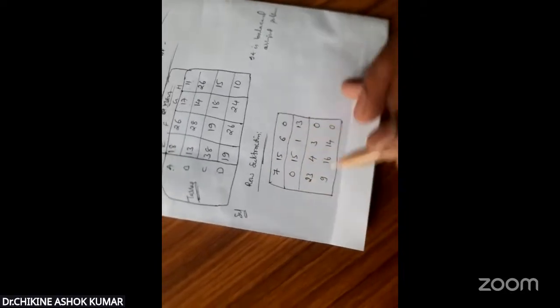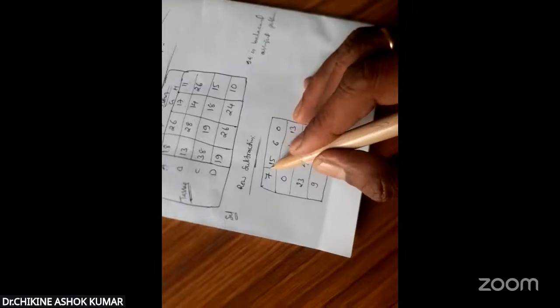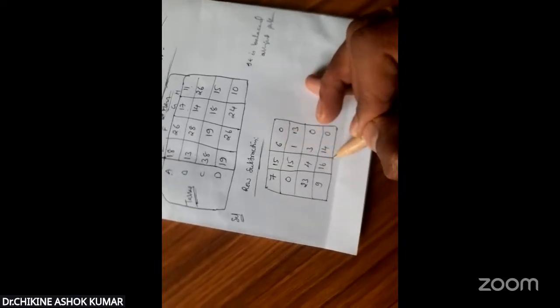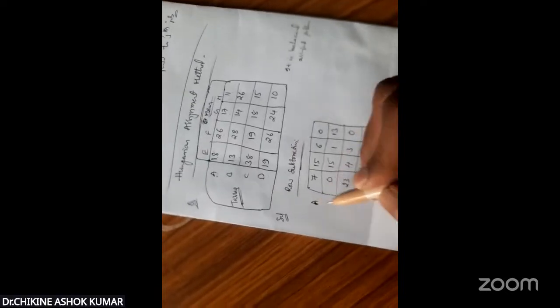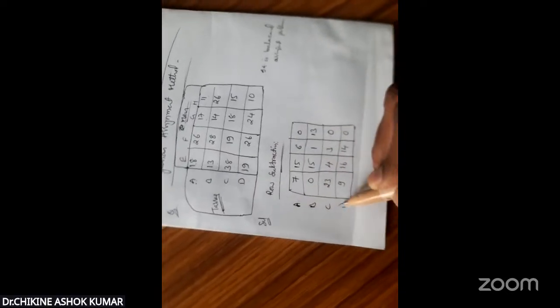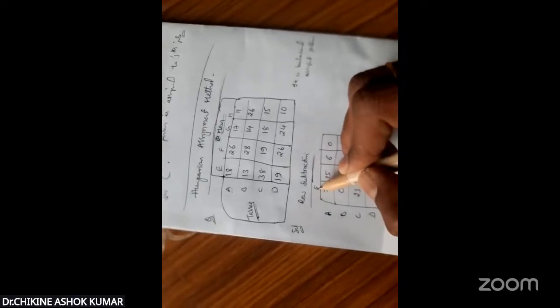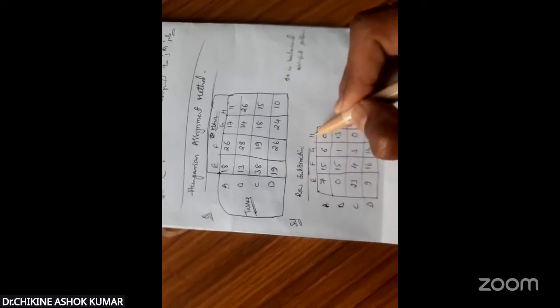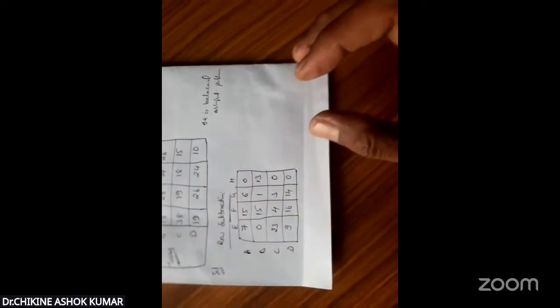Now apply the same subtraction procedure column wise also. This is A, B, C, D, and this is E, F, G, H. Now we have to apply this procedure column wise. So here I am going to write column subtraction, step 2.